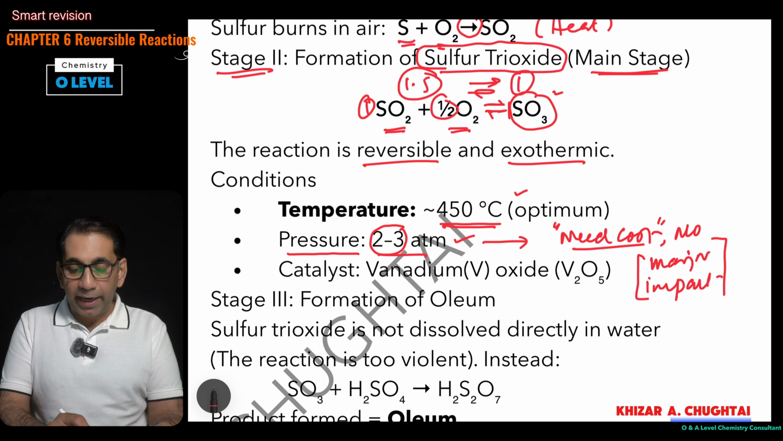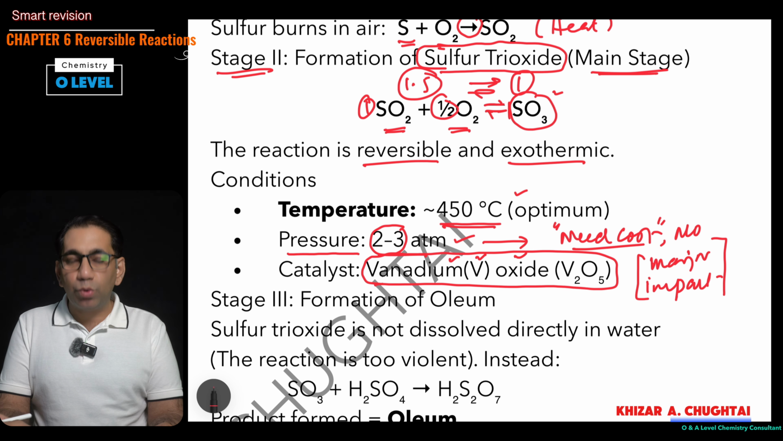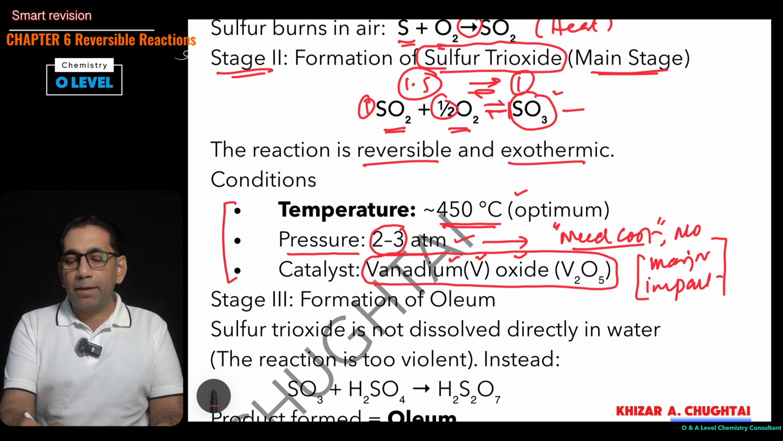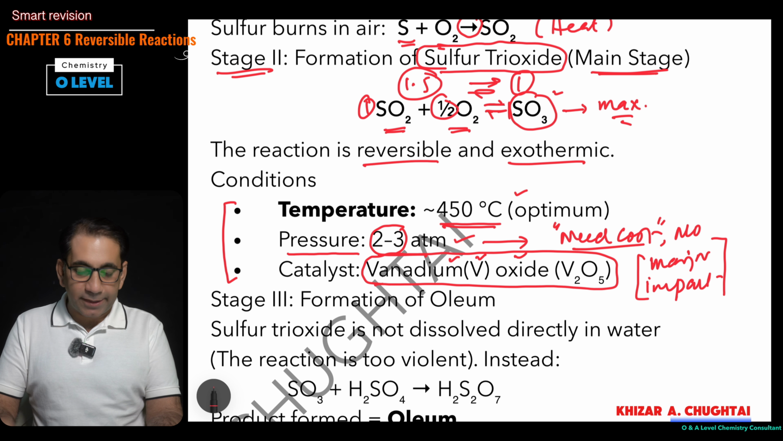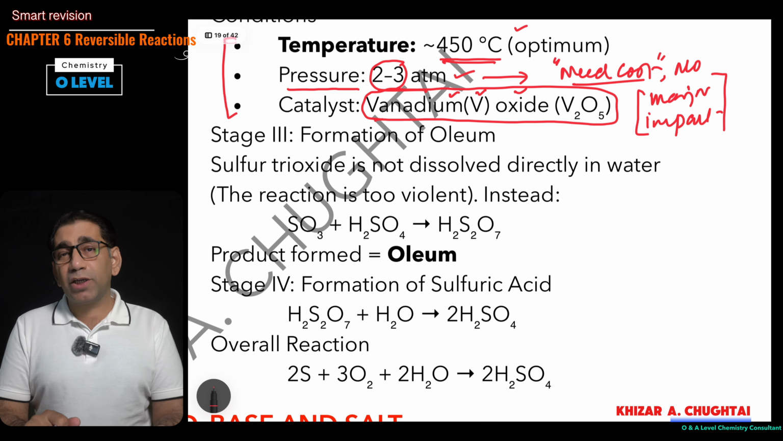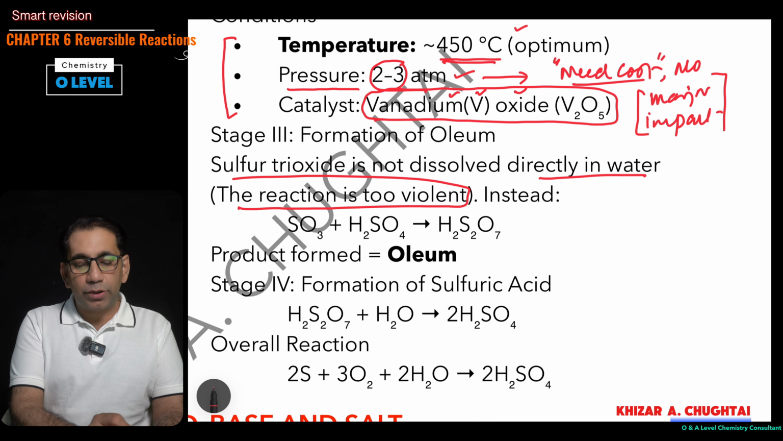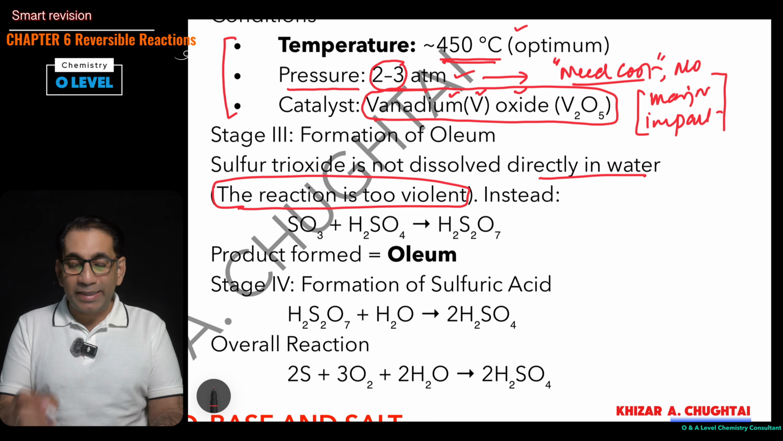Catalyst. Here we are again using a different catalyst from the one used in the Haber process. It is vanadium(V) oxide, V2O5, also known as vanadium pentoxide. These conditions are used to make the maximum amount of SO3 gas. The next stage is the formation of oleum. Sulfur dioxide is not dissolved directly into water because this reaction is too violent to control. So instead, we use SO3 gas.